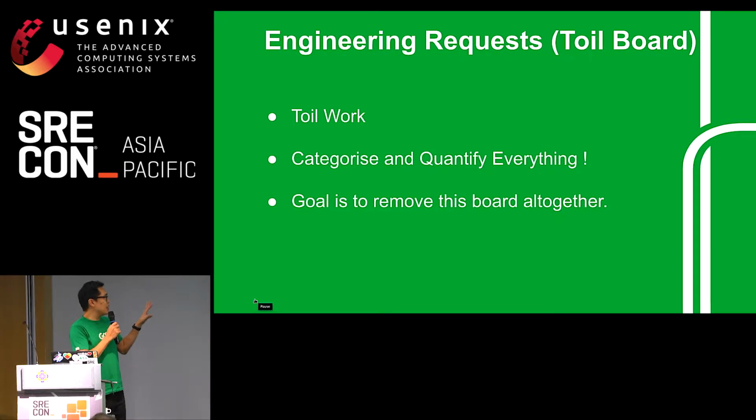And this is the second board, which is the engineering request board. This is where we get all the requests from engineers and application teams. And we call this the toil board, which is toil work. The goal is to remove this board altogether. We want to automate everything on this board. And to do that, you need to categorize, quantify everything. See where the problems are coming from. See where the toil is coming from, and work to reduce all the tickets on this board by automation. That's the key.